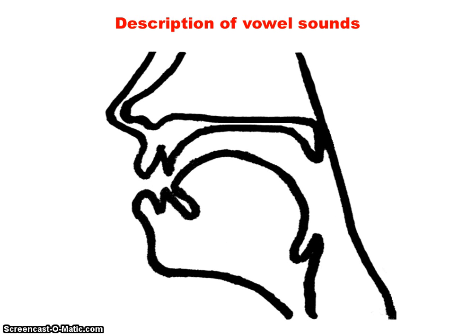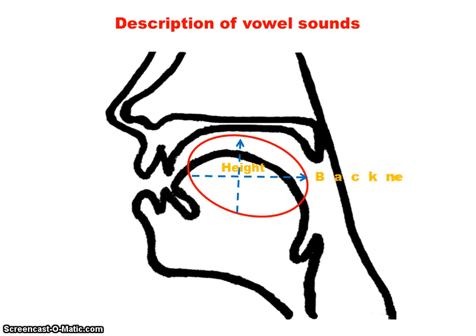In describing vowel sounds, we look at the vowel area and we consider the vertical axis, which represents height, and the horizontal axis, which represents backness. The third factor we take into consideration is lip rounding.